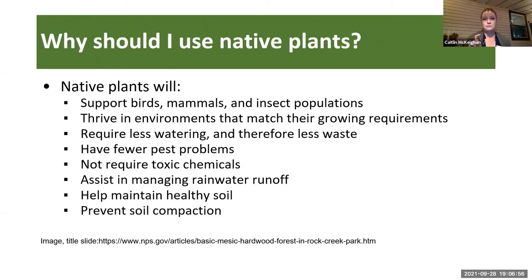So I forgot I had this one in there. One more plug for native plants, or several, all these bullets on here. So native plants support birds, mammals, and insect populations. The environment, they're matched to our growing conditions here, and that's shifting slightly with climate change, but for the most part, plants that developed to grow here, evolved to grow here, will thrive here.